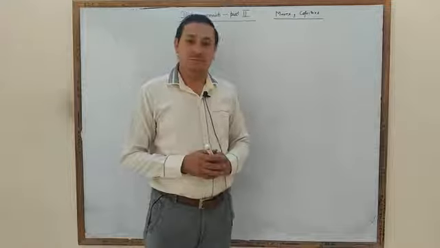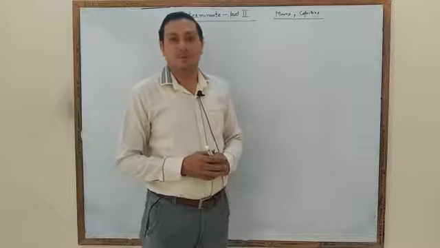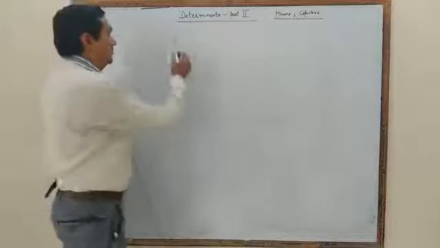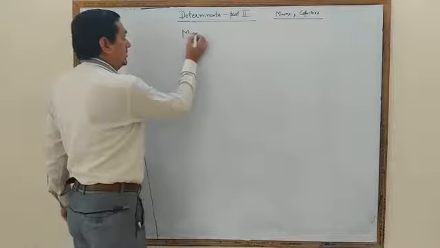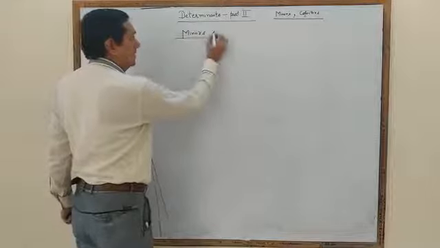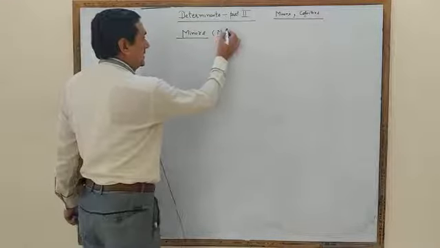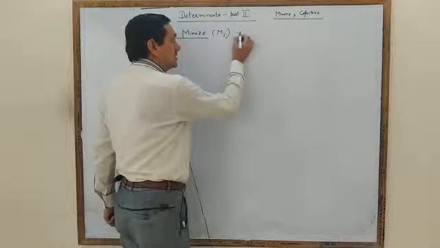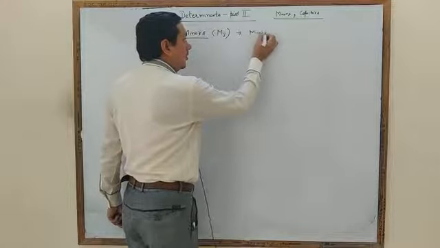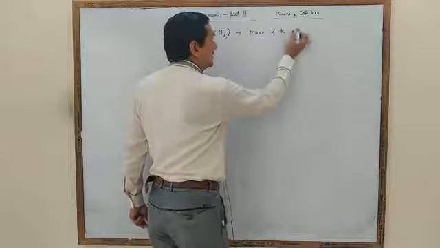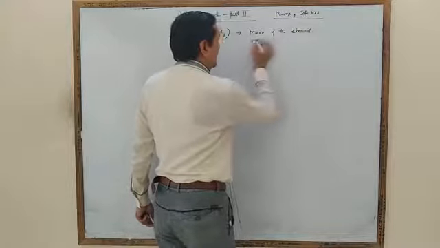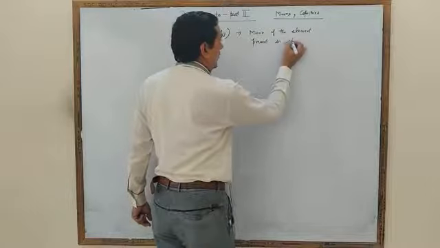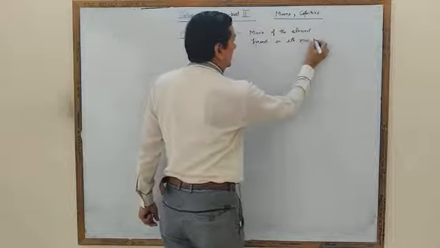Today we shall proceed to learn more about determinants in our classes. First of all, we shall learn about minors. Minors are generally represented by Mij, and Mij means minor of the element present in ith row and jth column.